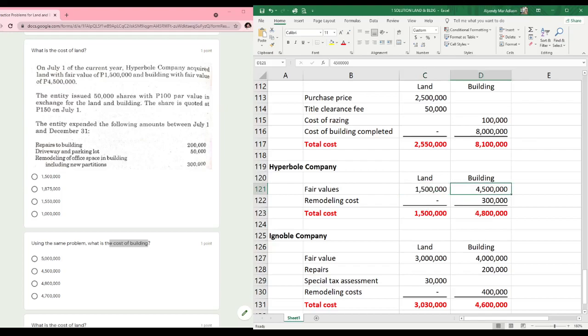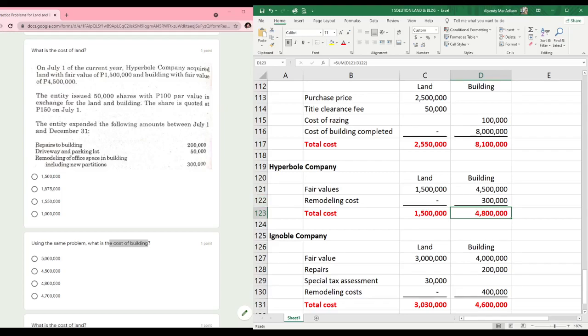Okay? And then next, the entity expended the following amounts between July 1 and December 31. So first, we have repairs to building. So class, ordinary repairs are just to be expensed outright. Remember, in your basic accounting, when you make your income statement, you have there the account title, repairs and maintenance under the expense. So it must be expensed outright. Okay, except if this repairs was incurred like before the occupancy of the building or repairs for the renovation of the building, so in that case it will be accounted for as cost of the building. But for this problem, this is just an ordinary repair, so it must be expensed outright.